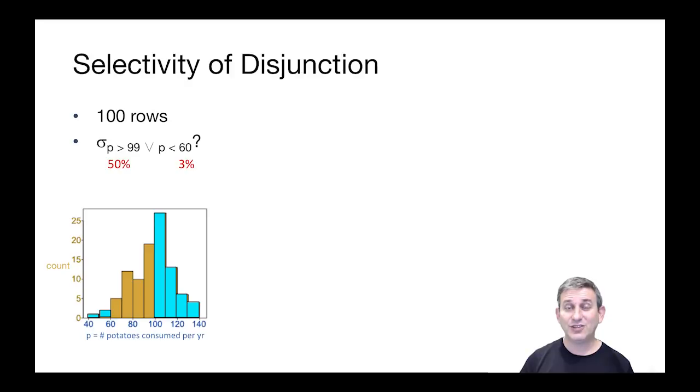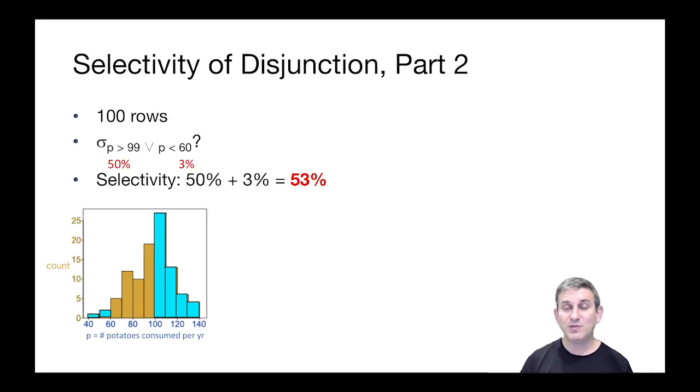Having looked at conjunction, it's natural now to look at disjunction. Our same 100 rows, we have a selection p greater than 99 or p less than 60, which is reflected in the blue bars in our histogram. And you can imagine that the right thing to do here is simply to sum these together. We want to sum up the total number of bars, so in this case it's going to be a 53% selectivity. So disjunction seems pretty easy.